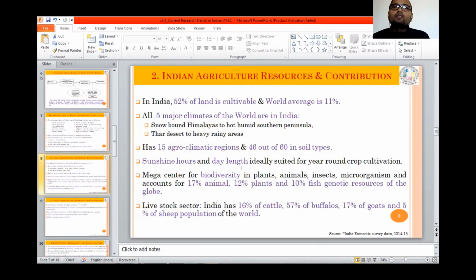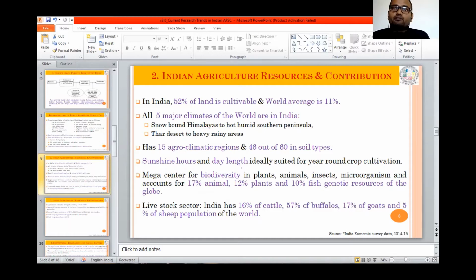Thank you. So as we see, India is very rich in resources. We have 52% of our land cultivable, while the world average is only 11%. We have all 5 major climatic regions, and we have all 15 agroclimatic regions. Soil-wise also we are very rich. In India, 46 types of soils are found.